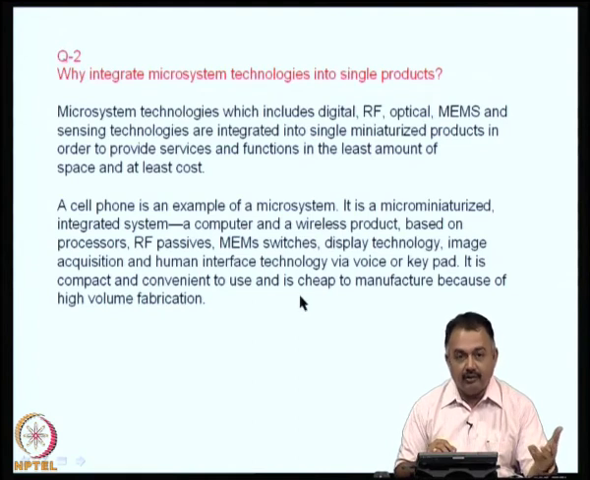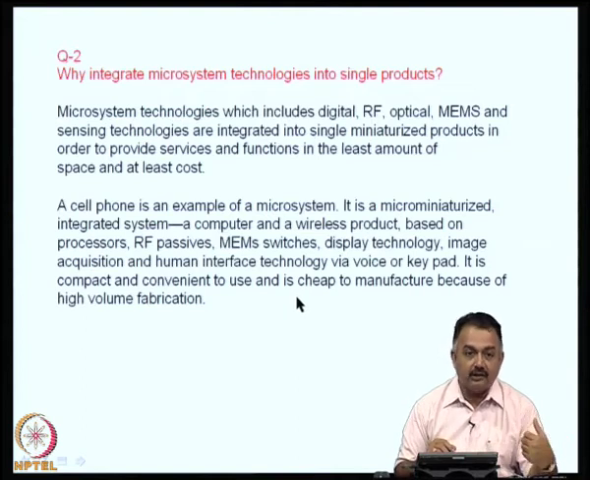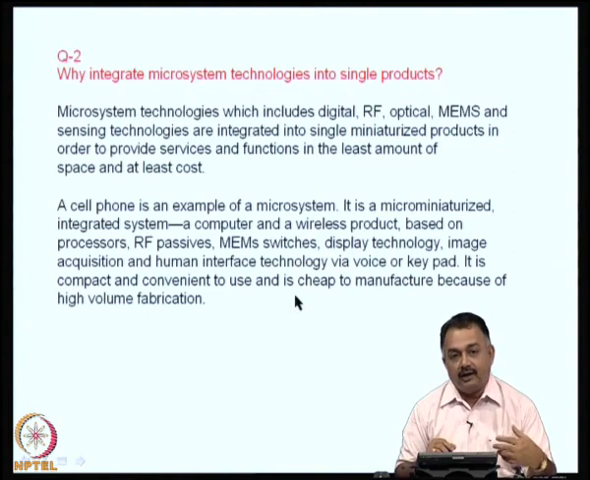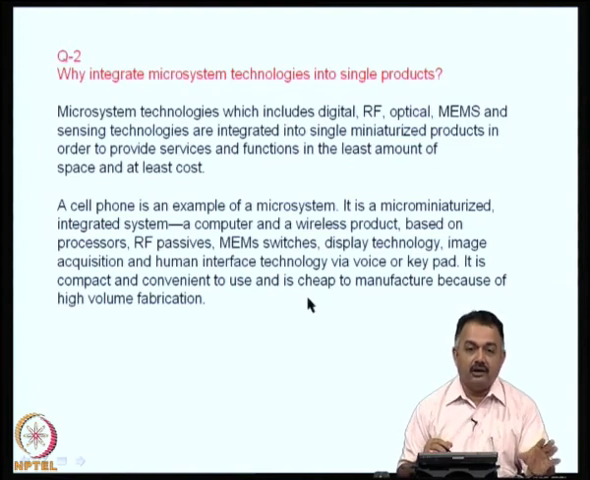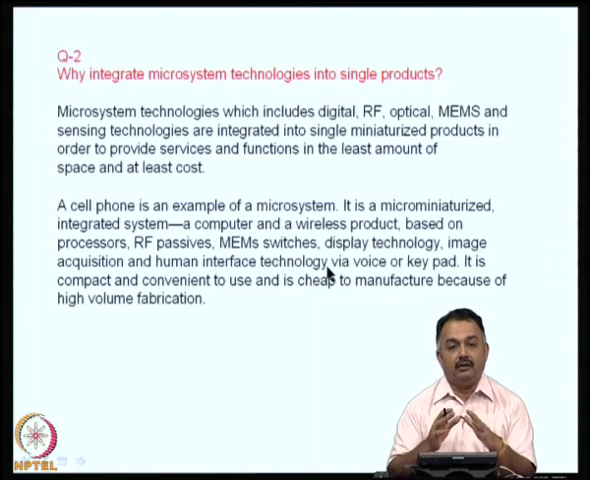A cell phone will have a computing processor, DSP or whatever it is. It is a wireless product. It has got other processors and controllers. It has got passive devices. It has got display technologies which are current, image acquisition, a camera which is very small and which can immediately capture, store and send globally through the network. Okay. So, all of these things are possible with a single product. So, this is a very good example of microsystem technologies being integrated in a single product. There may be different boards which perform different functions, but at the same time they are highly integrated.